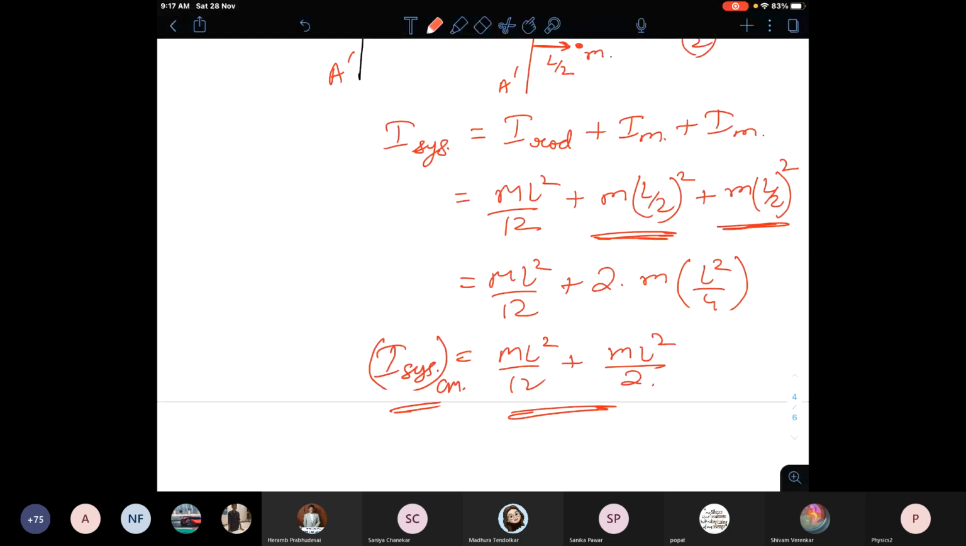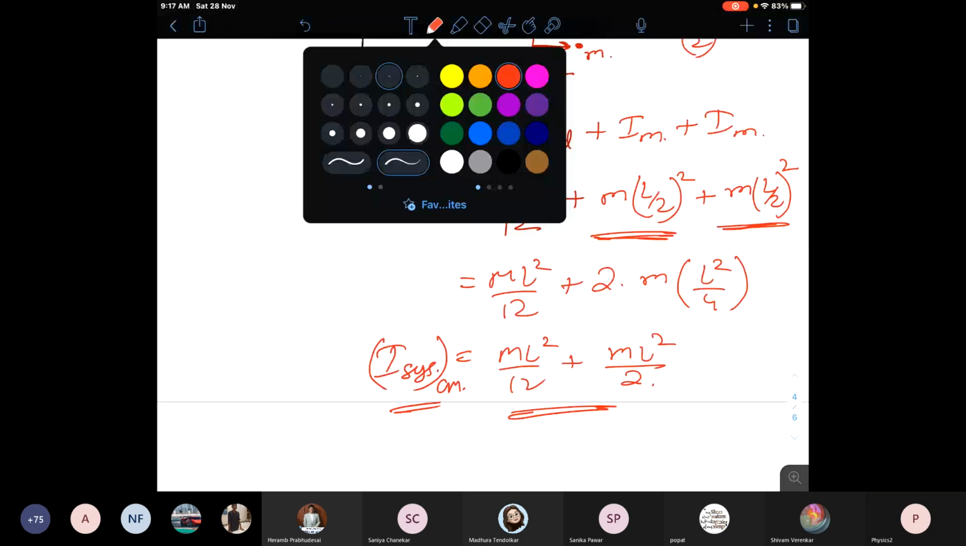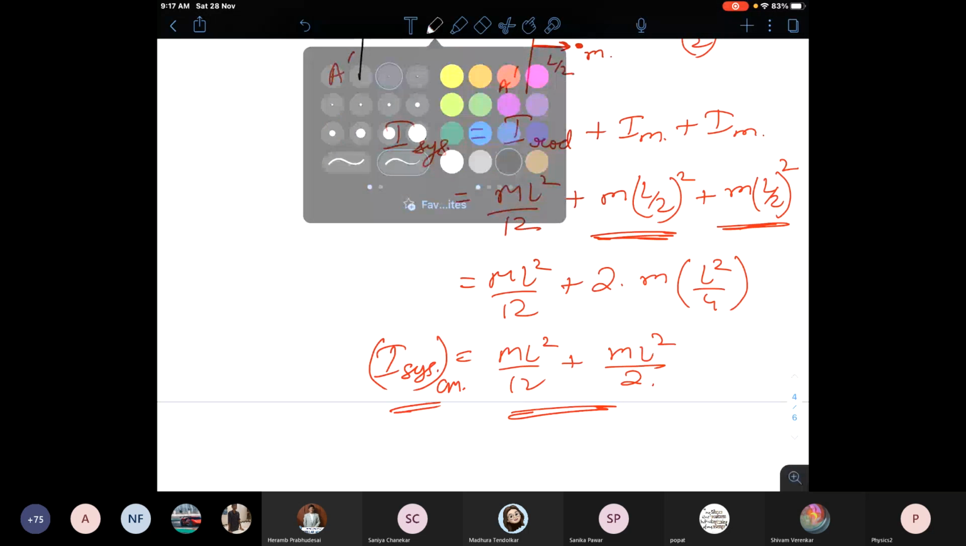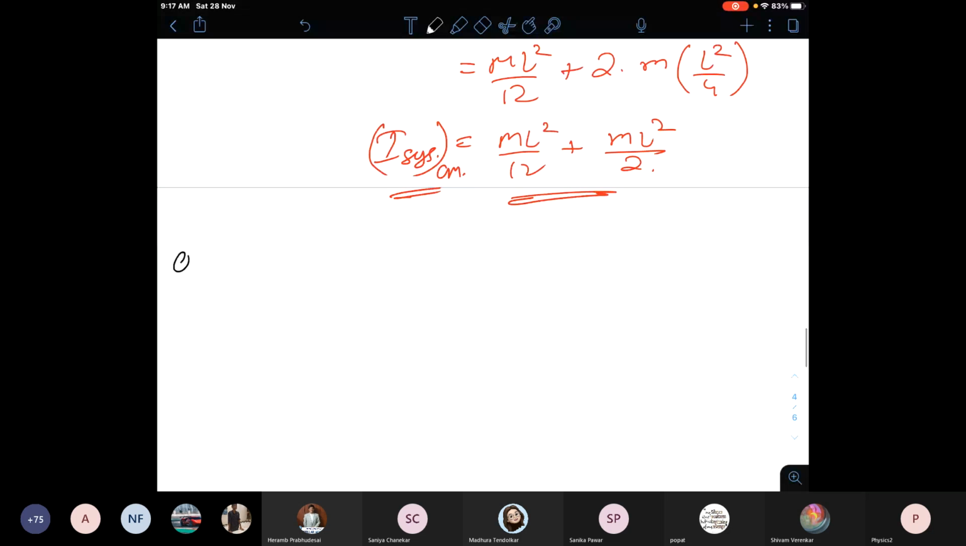So this is how we calculate moment of inertia for different point masses and combinations of them with continuous objects. If the axis is passing through the center of mass, remember always that. Okay, let's see another variation.